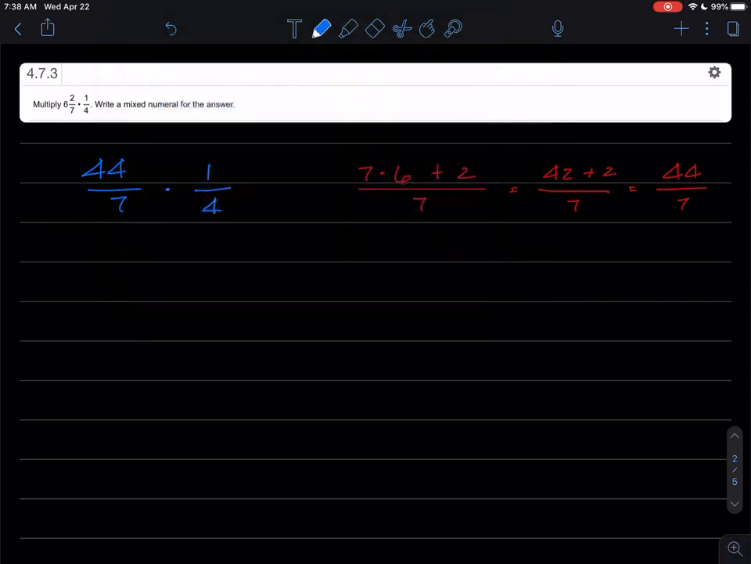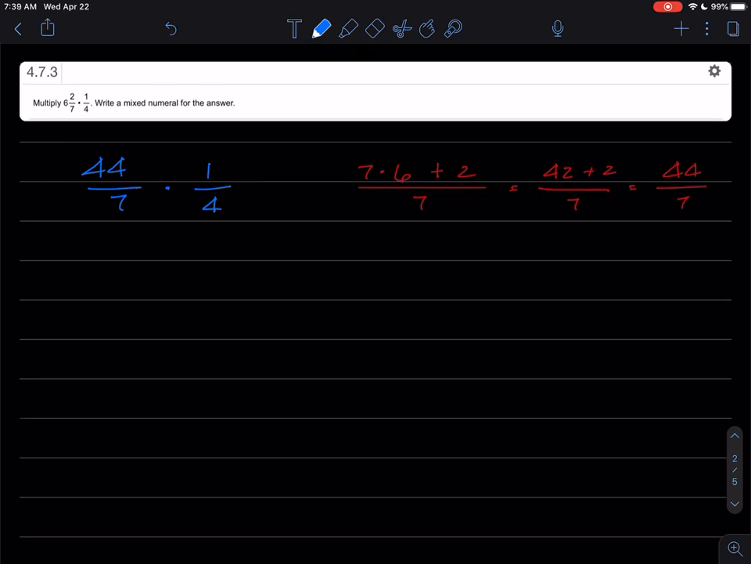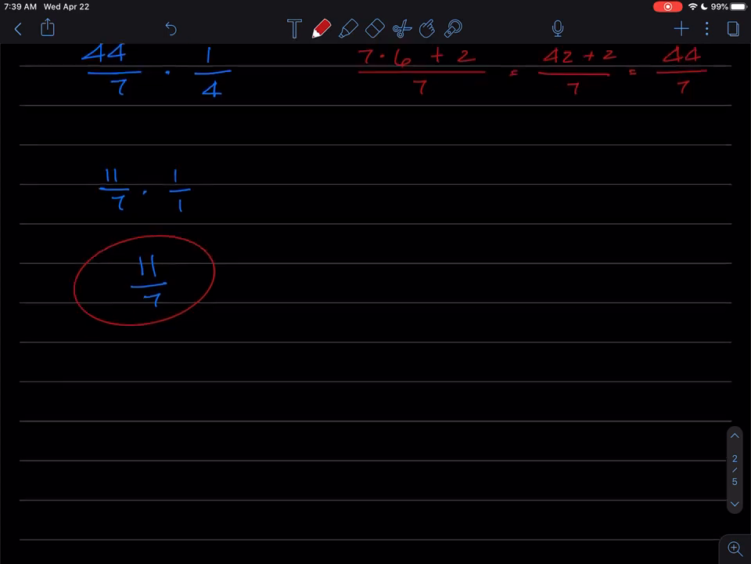Okay, now when we multiply fractions, we multiply straight across. So we don't need a common denominator or anything like that. In this case, I can divide the top and the bottom by 4. So 44 divided by 4 is 11. And 4 divided by 4 is 1. So we ultimately end up with just 11 over 7 times 1. And my final answer is 11 over 7. Let's move on to the next one.